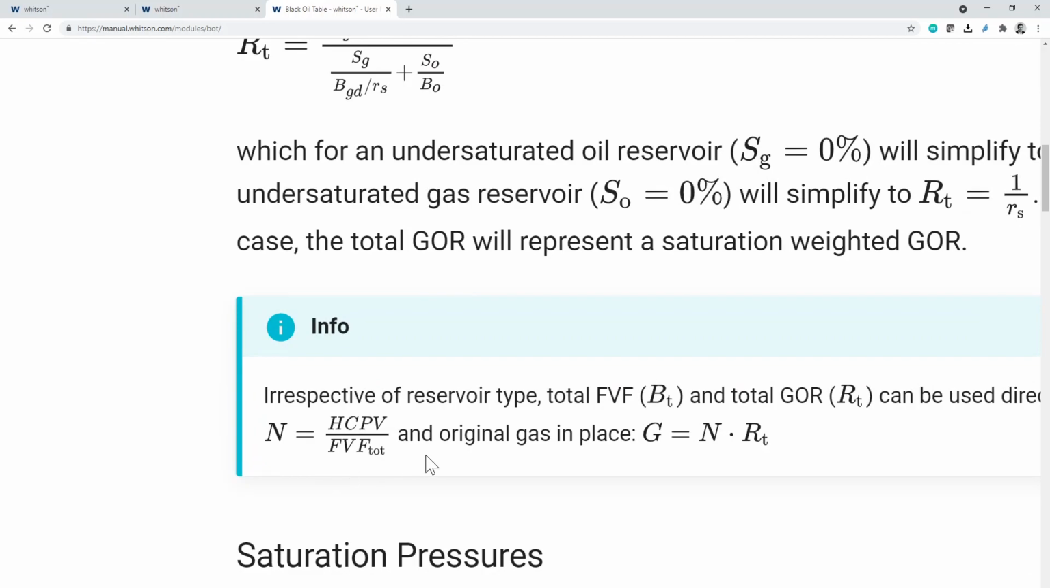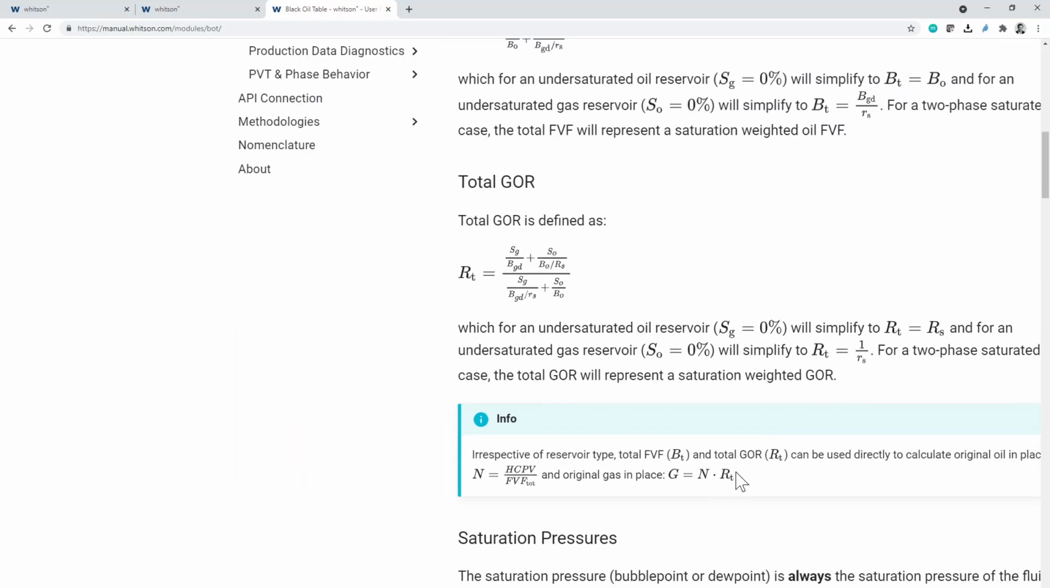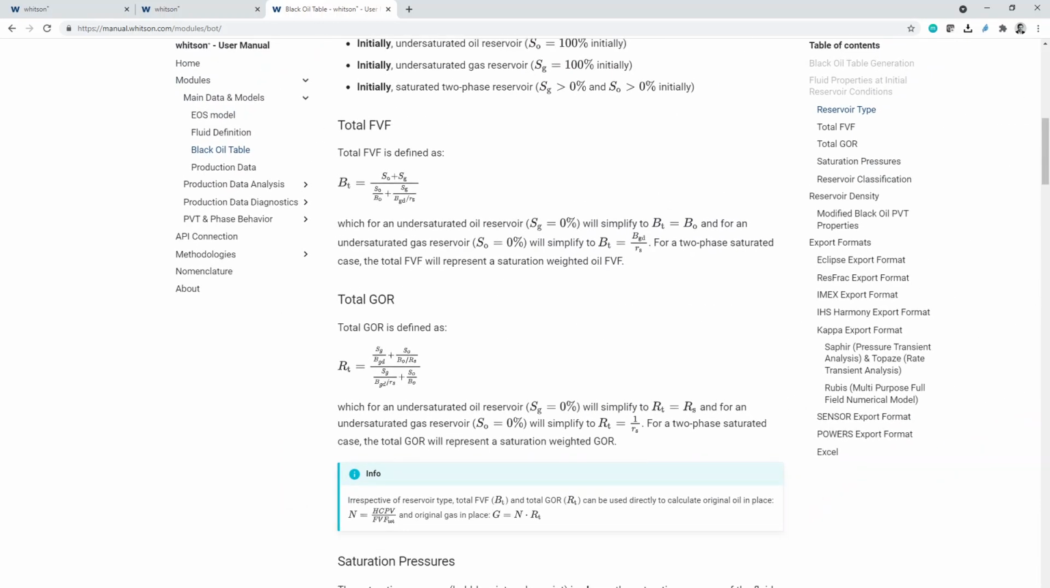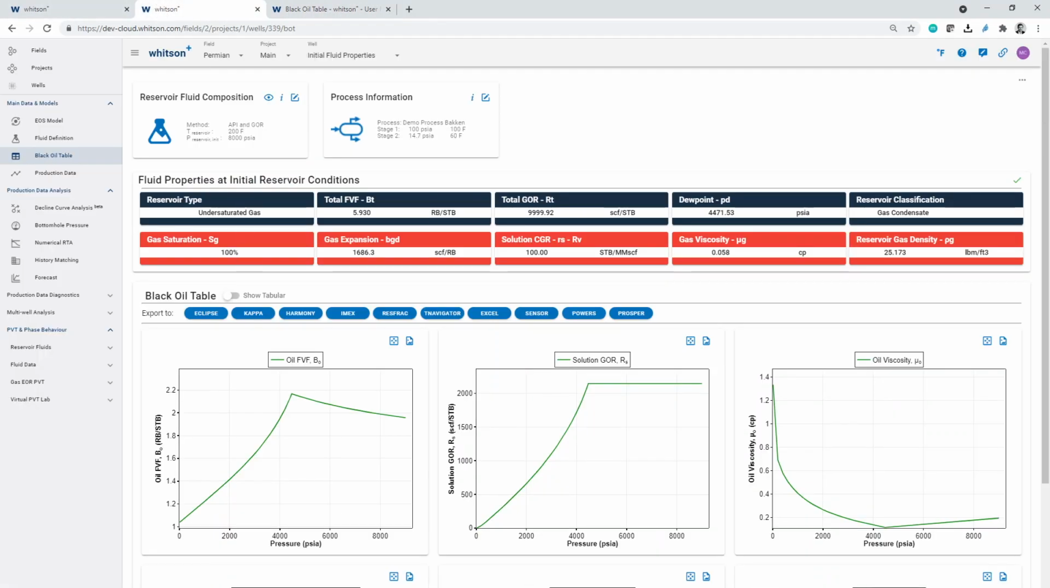So no matter if you're dealing with a wet gas, gas condensates, near critical fluids, two-phase saturated system, or an oil, still always hydrocarbon pore volume divided by the formation volume factor, the total formation volume factor, and then you just multiply this with the total GOR, and I'll come back to that. And to really emphasize the power of this, it makes much more sense to look at a gas condensate.